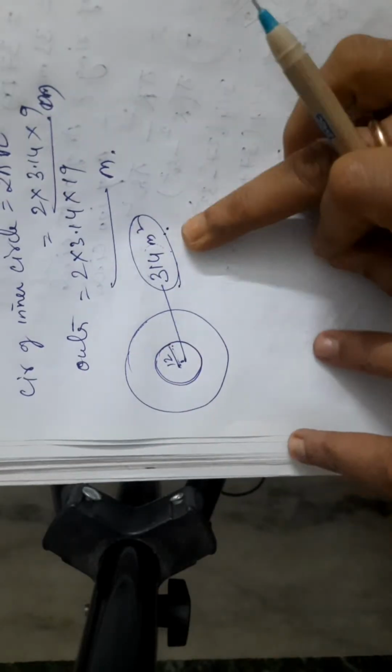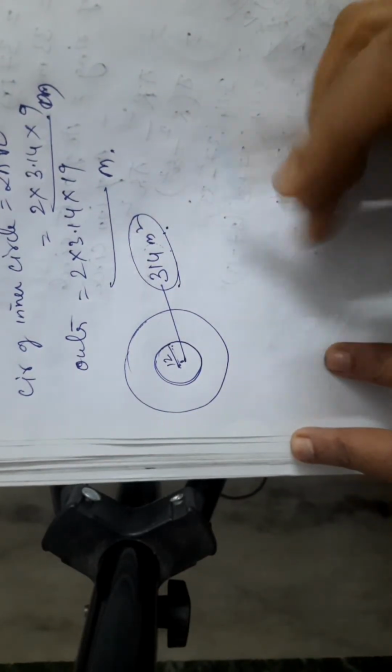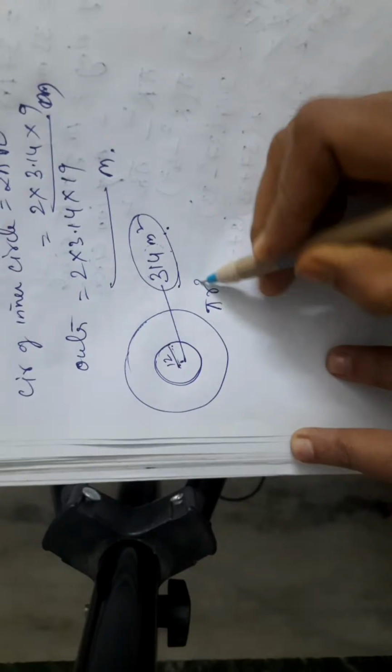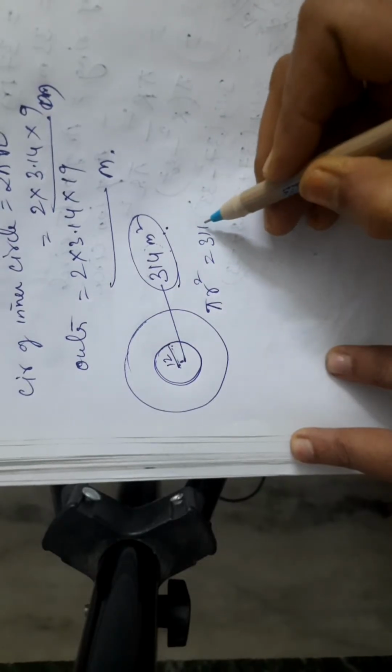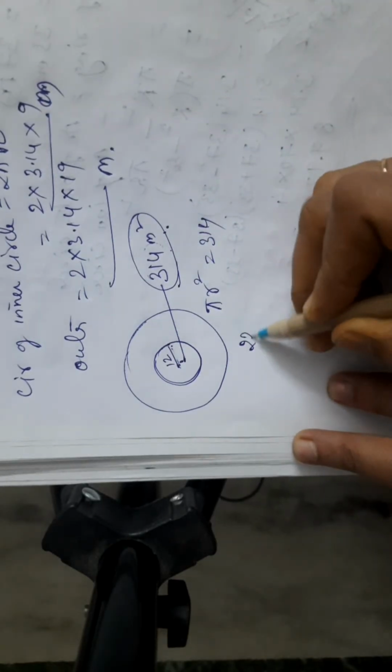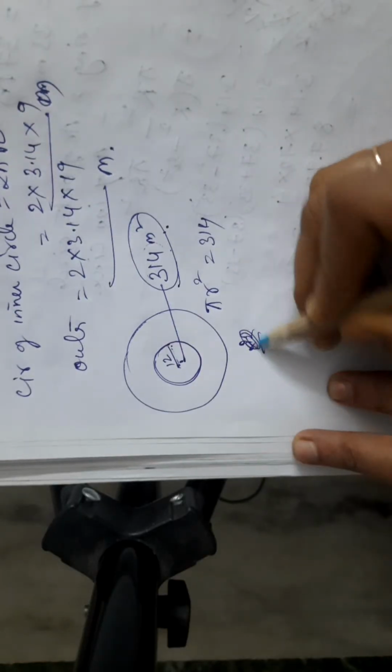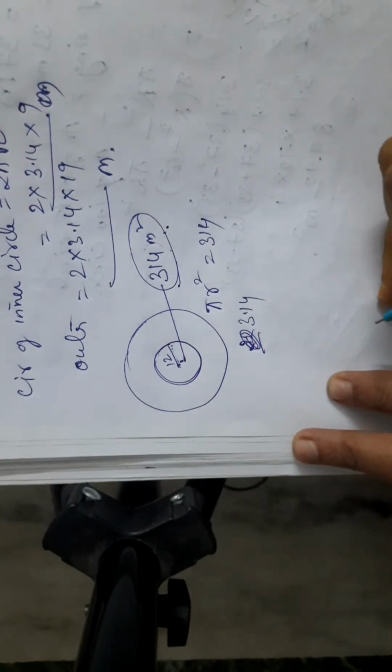So let's find out the radius by using the area 314. So here, pi r square is given as 314. Pi is 22 by 7, but here again we'll take pi as 3.14.